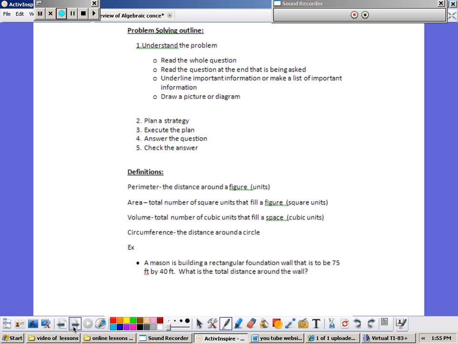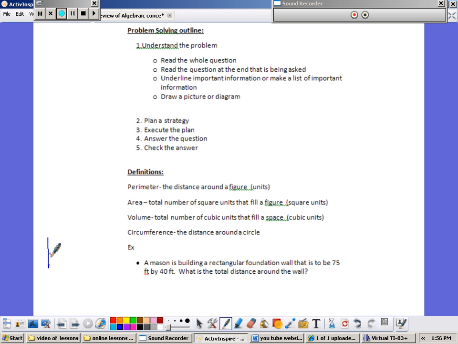Then I read sentence by sentence and pick out the information that's important, and then I place that information together. A mason is building a rectangular foundation wall that is to be 75 feet by 40 feet. What is the total distance around the wall?